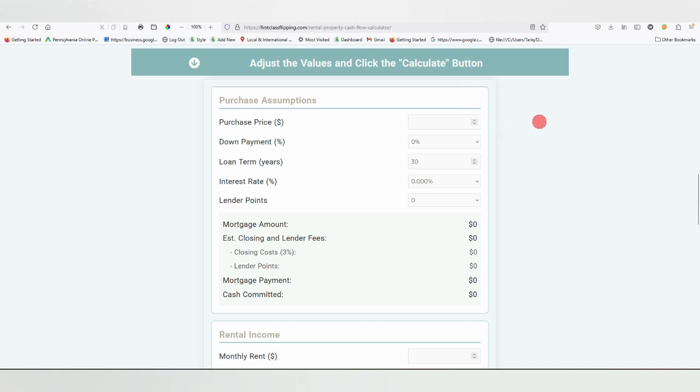This is basically for all of the buy and hold investors who are trying to get an idea of what it would cost and how a certain rental property may cash flow. And this breaks down all of the numbers for you. You guys can get this calculator for free on our website.